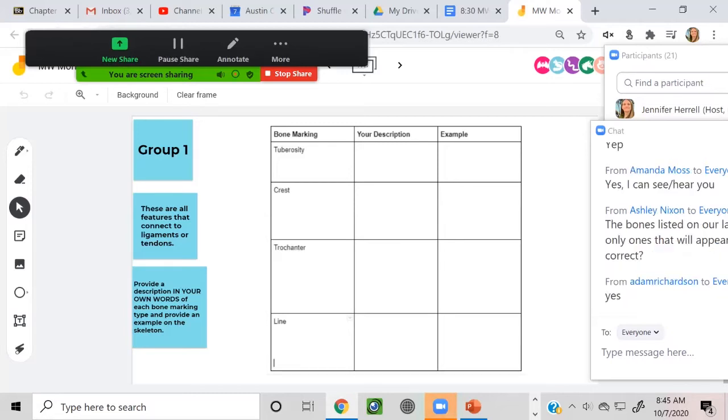Everybody see the Jamboard on my screen? Yes, okay, good. All right, excellent. So this is the Jamboard we're gonna work with.